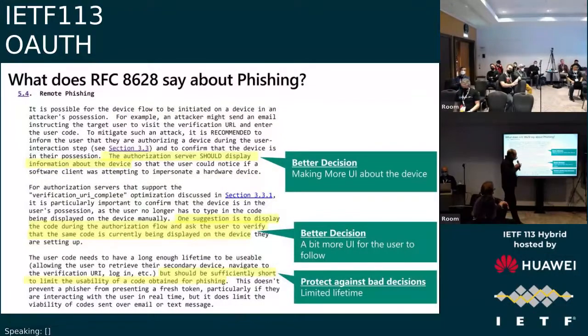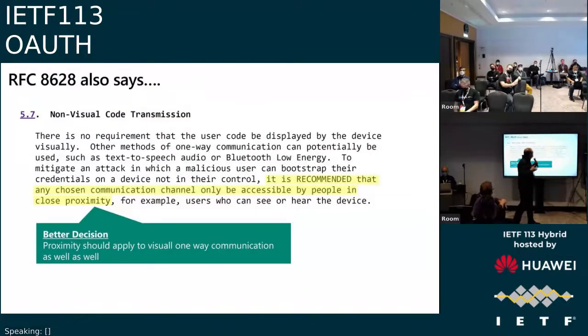Next slide, please. But that's not all, there are some others that are also relevant. So there's a section on non-visual code transmission, and it really talks about proximity, but proximity in the context of non-visual code transmission. And it's not in the context of phishing. And I think this is actually a valuable and useful one in the context of phishing, and putting some more emphasis on that might be good. Next slide, please.